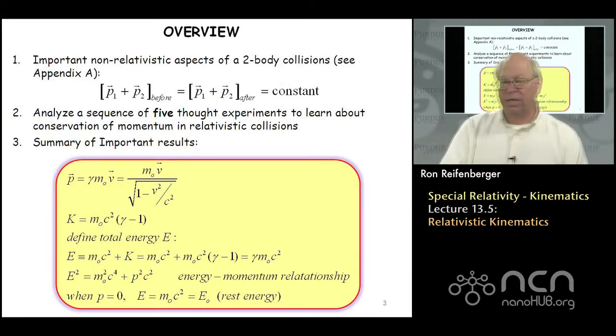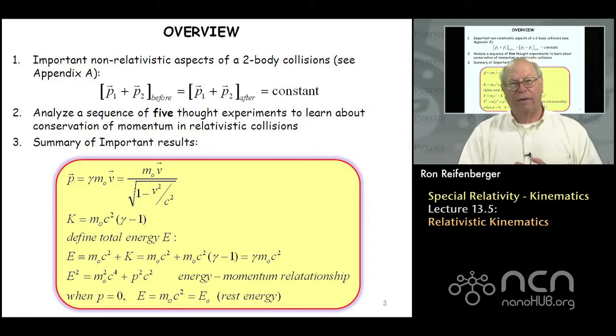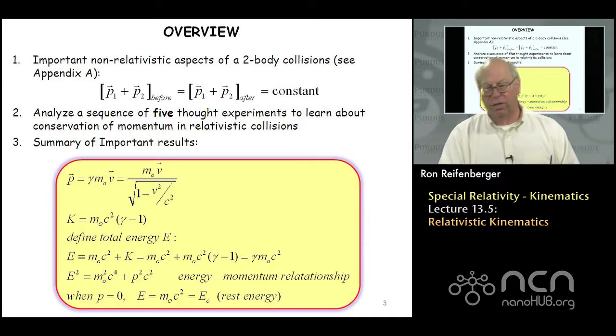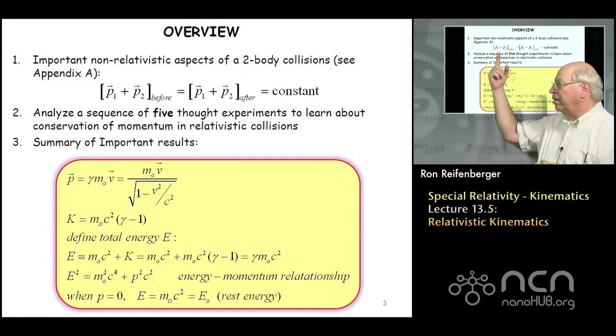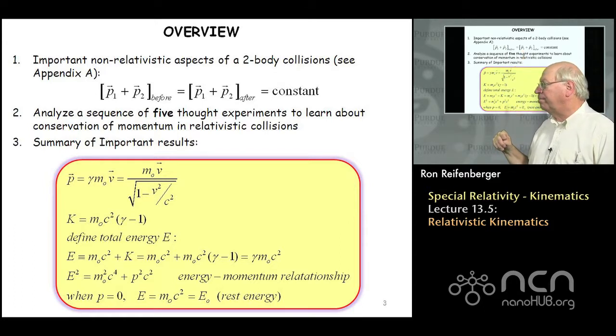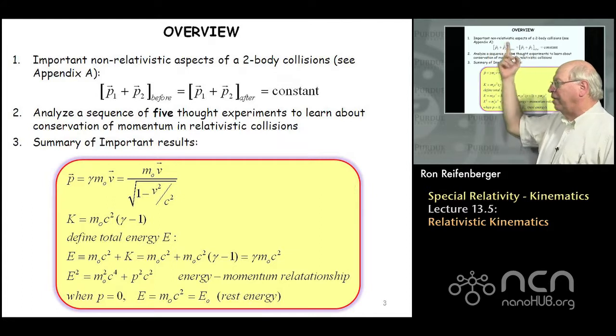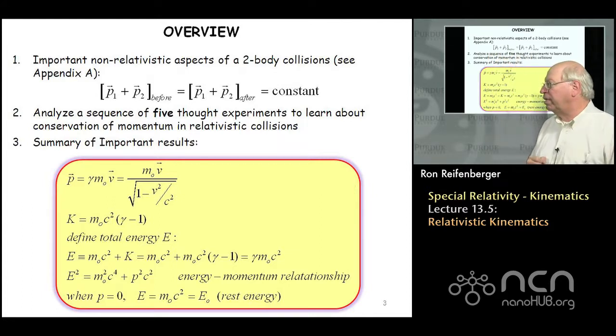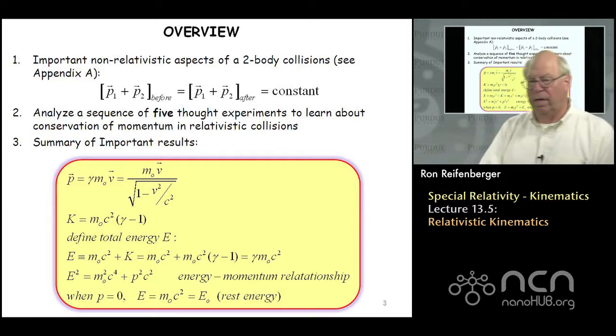I've put in an appendix in this lecture which reviews the non-relativistic aspects of two-body collisions. I'll just say that you can write down an equation. If you have two objects labeled 1 and 2, the sum of their momentum before a collision has got to equal the sum of their momentum after a collision. That applies if there are no external forces that act during the collision itself. This conservation law is discussed in a little more detail in the appendix, if you may have forgotten the principles that are behind it.